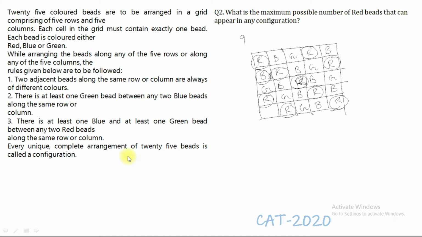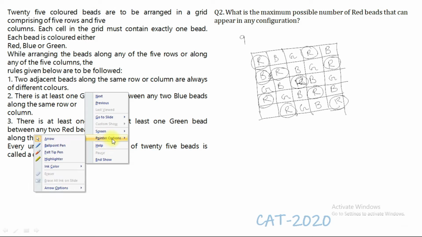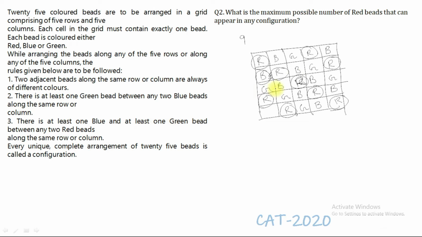Okay, but if you look at clue number 2 here, you're not satisfying clue number 2. It says that there's at least one green bead between any two blue beads. This is blue, blue, blue, blue. There is no green. So in that case, what I can do is interchange blue and green. Even then, the answer will remain the same. You get the answer as 9. So the maximum possible number of red beads which can appear in this configuration would be 9.